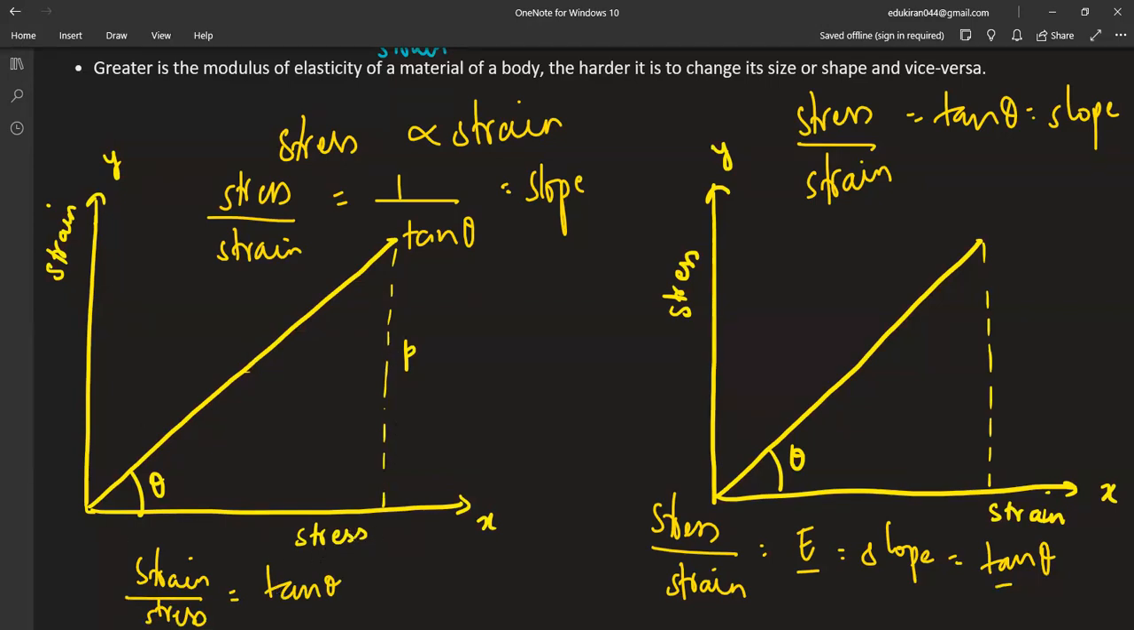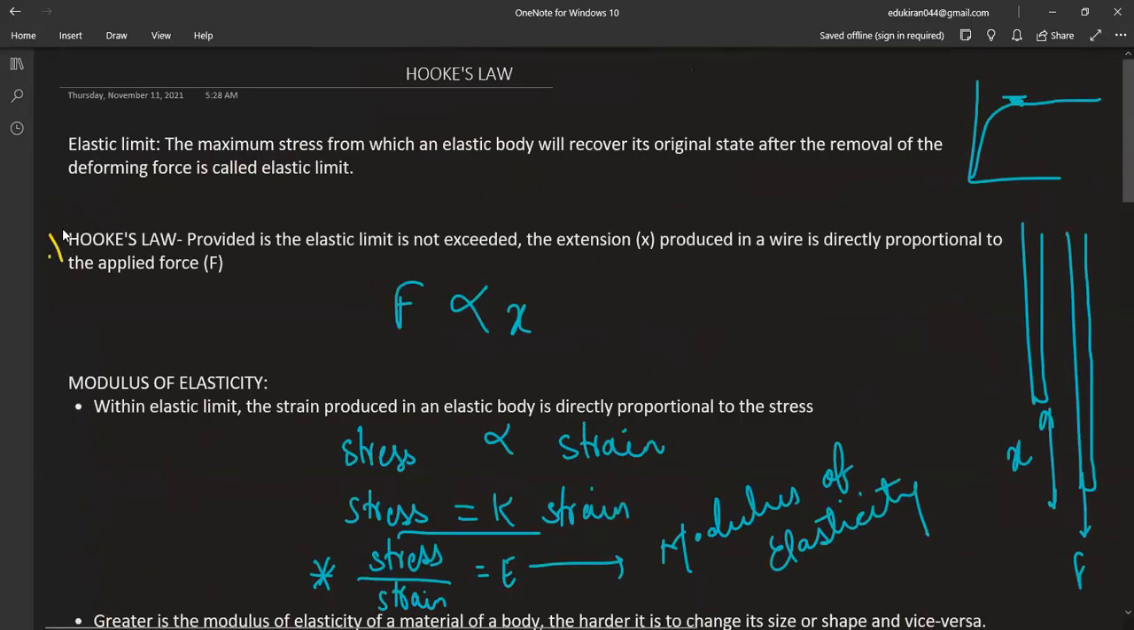But do we need strain by stress? Modulus of elasticity is, this is 1 by E. That's why in order to get E, we have reciprocated and written it as 1 by tan theta, which is the slope of this graph. Clear? Yes, ma'am. All right. Write down this. Hooke's law is important. Hooke's law is asked in the exam also.